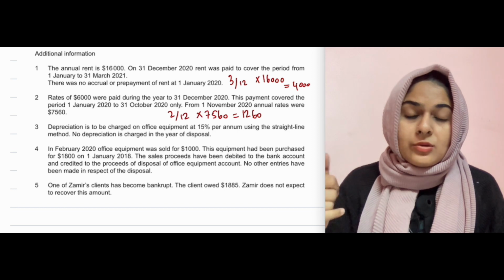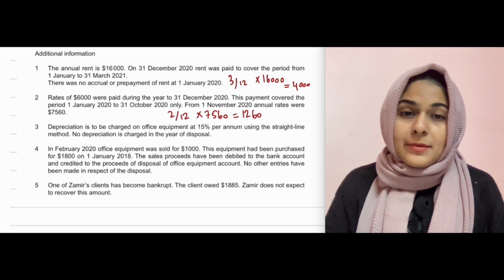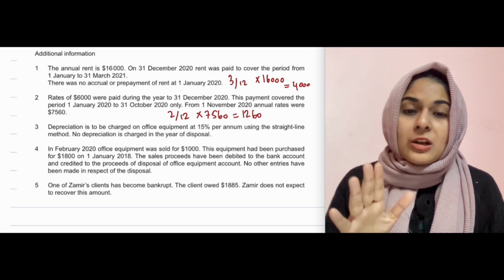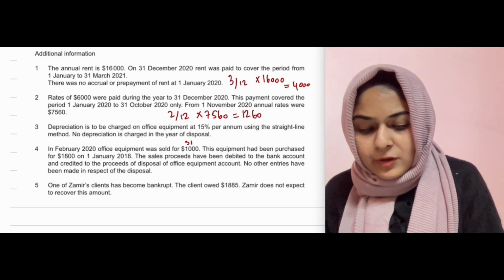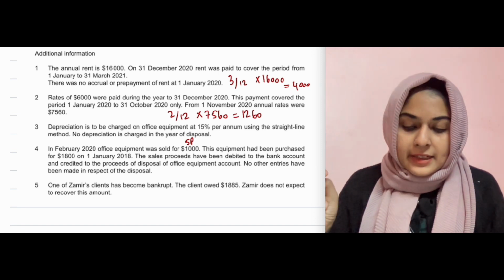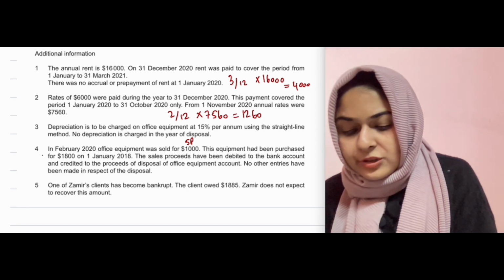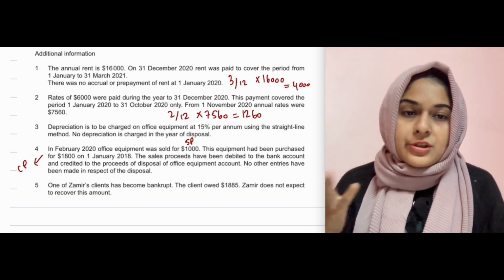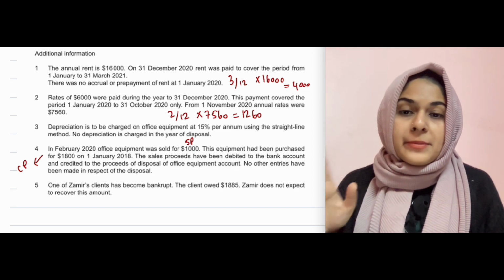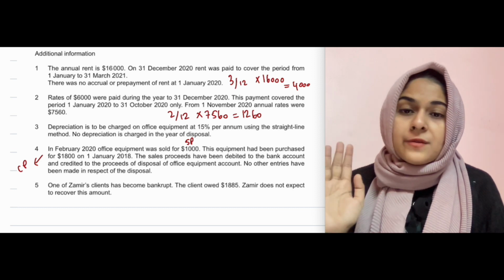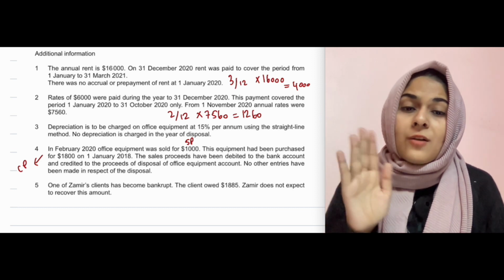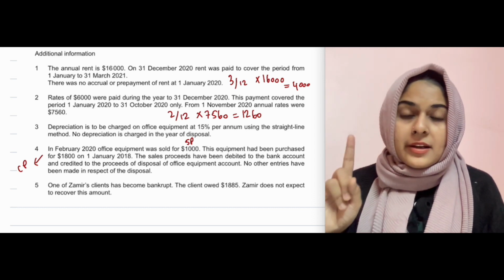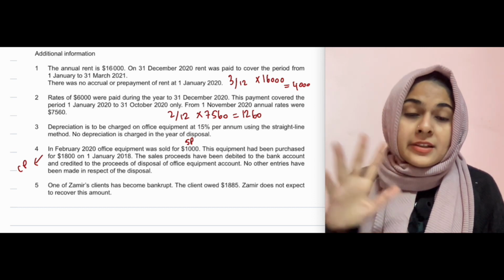So 2018 में ख़रीदिए, फिर 19 में इस्तेमाल किए, फिर 20 में इसको हम सेल करें 2020 में. And we are selling it for $1,000. So this is the selling price of the non-current asset. And then they are telling you कि इसकी ये जो ओरिजिनली हमने ख़रीदी थी उसकी कॉस्ट प्राइस है $1,800, the original cost of the asset. The sales proceeds have been debited to the bank account and credited to the proceeds of disposal of office equipment account. तो इसका मतलब they have just done one entry, that is बैंक डेबिट डिस्पोजल क्रेडिट.